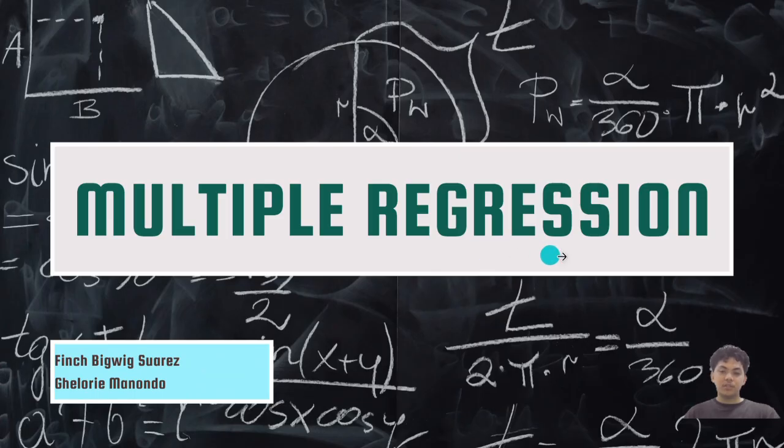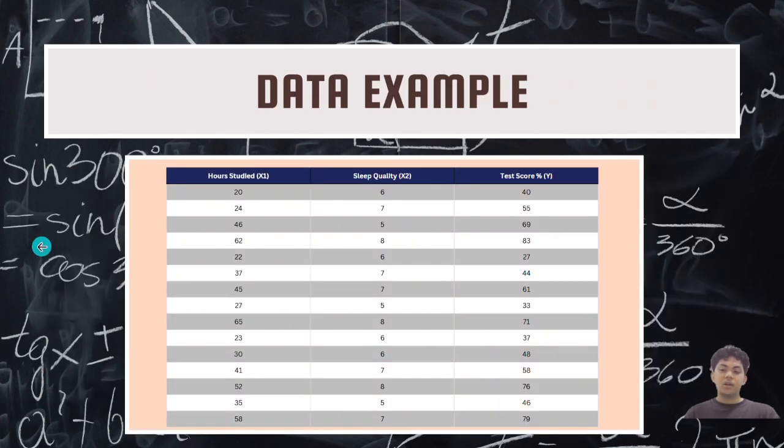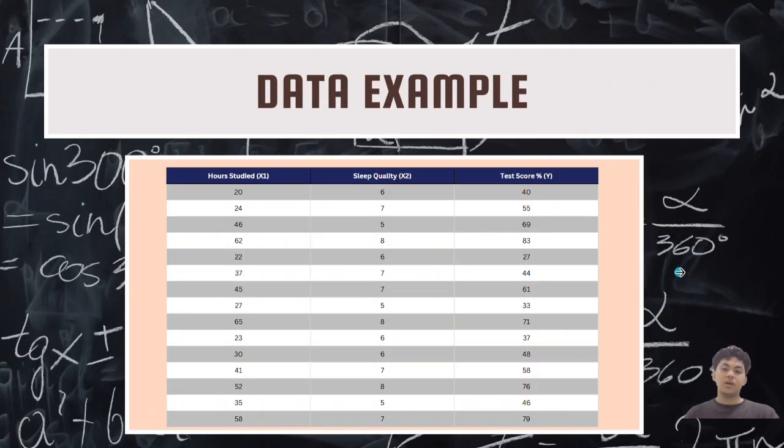So, multiple regression. What is multiple regression? A statistical method used to predict one dependent variable using 2 or more independent variables. It helps determine how several factors together affect an outcome. Based on our example data, we have one dependent variable called test score and 2 independent variables, hours studied and sleep quality. So this is our data sample. It has 15 rows of data.